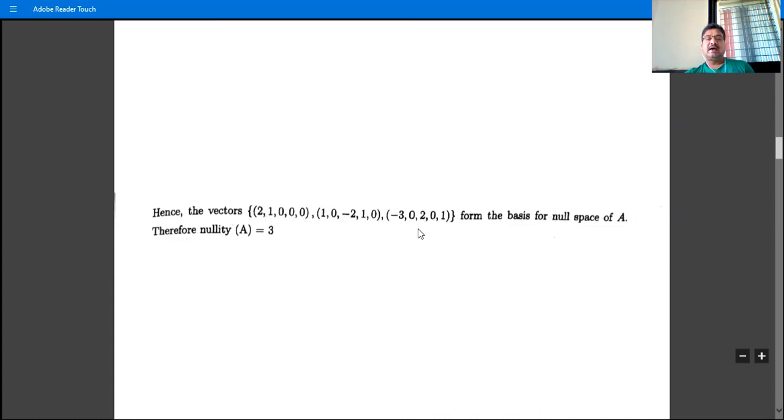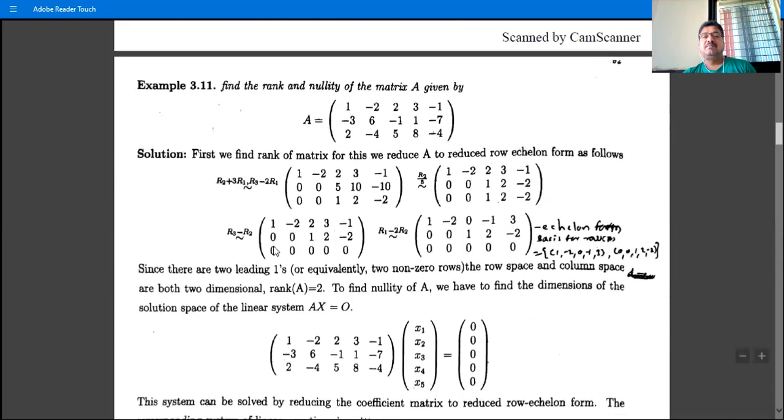And so we know that the dimension of any vector space is the number of elements in its basis. So the basis for the null space of A contains 3 vectors, and so the dimension of the null space of A is 3. And the dimension of the null space of A is called the nullity of A. So nullity of A is 3. So this is the problem.